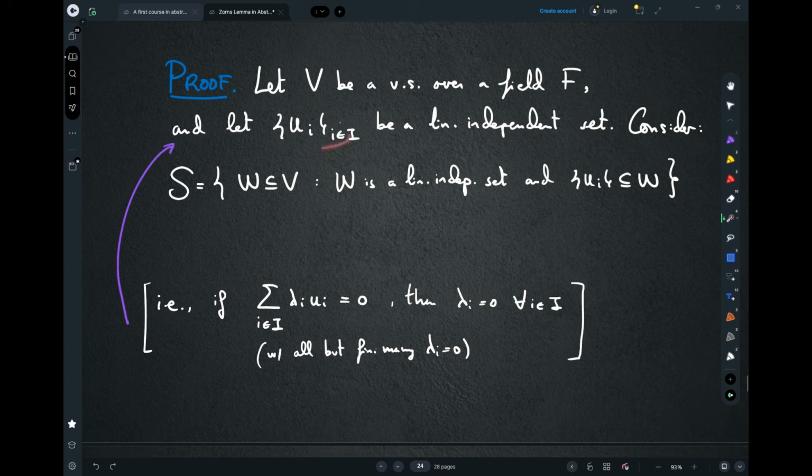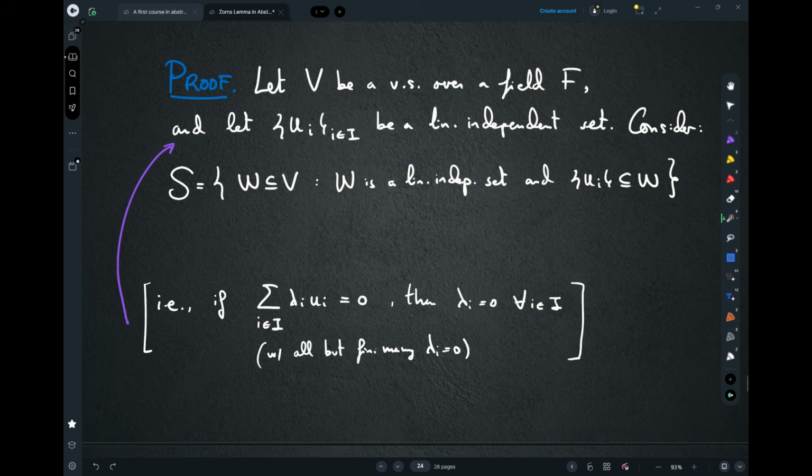So what that means is that any finite set of them is linearly independent, meaning that if I have a finite combination of vectors in the set that gives me zero, so all but finitely many of these coefficients are zero, then all the coefficients would have to be zero. That's what linear independence means for these vectors.